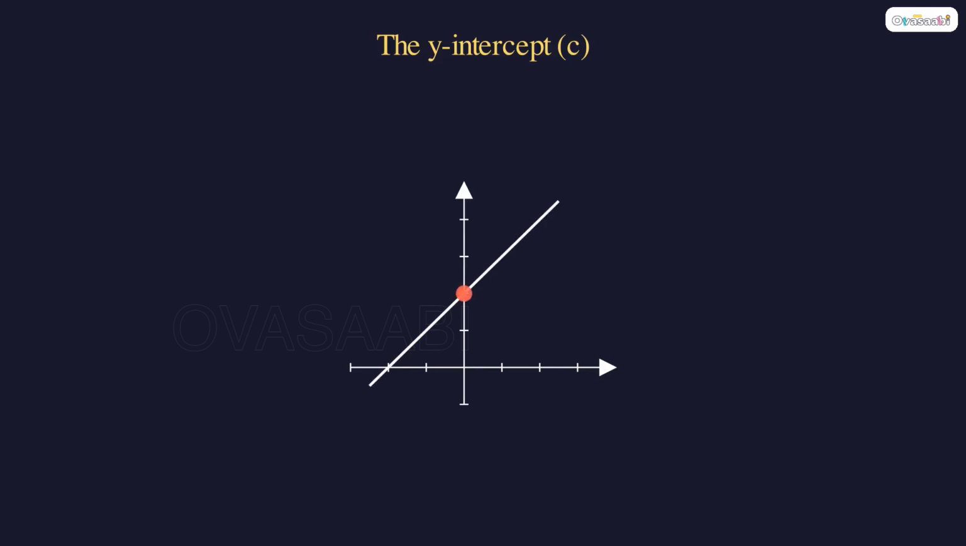The y-intercept is where the line meets the y-axis. That's the value of y when x is 0. If c equals 2, the line crosses the y-axis at the point (0, 2).